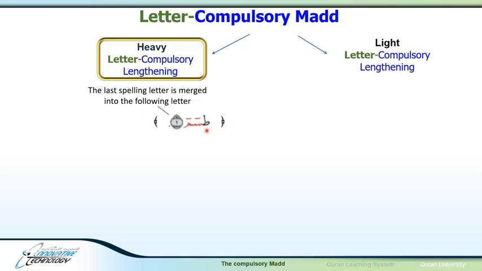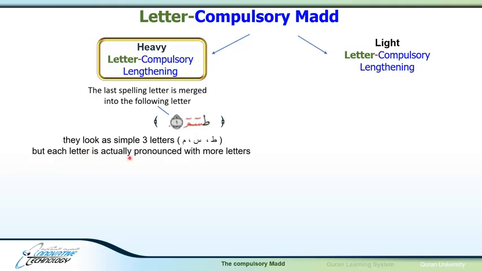Ta, Sin, Mim. In this case, we realize that there are three letters. So those three letters, they look simple. They are ta and sin and mim. But the way we pronounce them is like this. Each letter is actually pronounced with more letters. For example, the ta has two letters, and the end of the ta has a mad letter a.